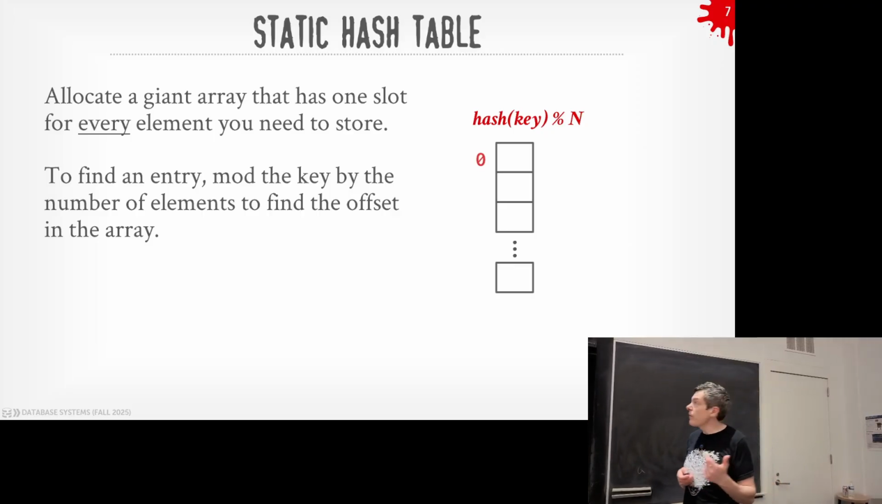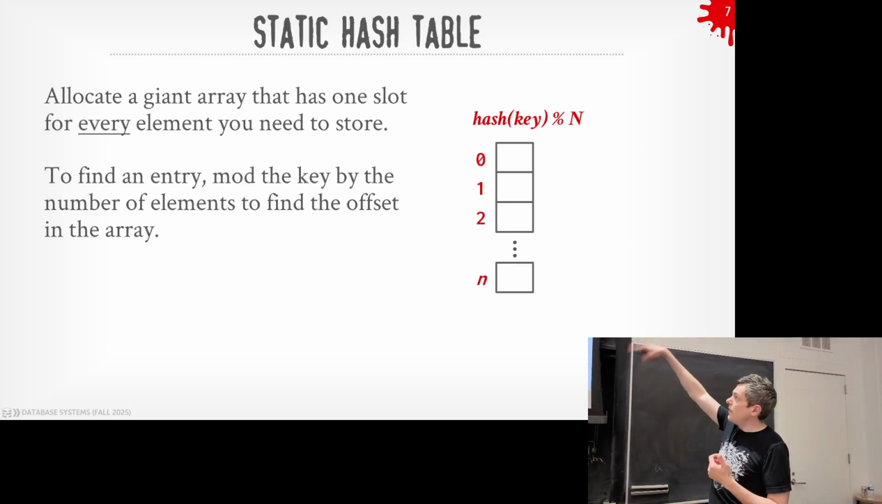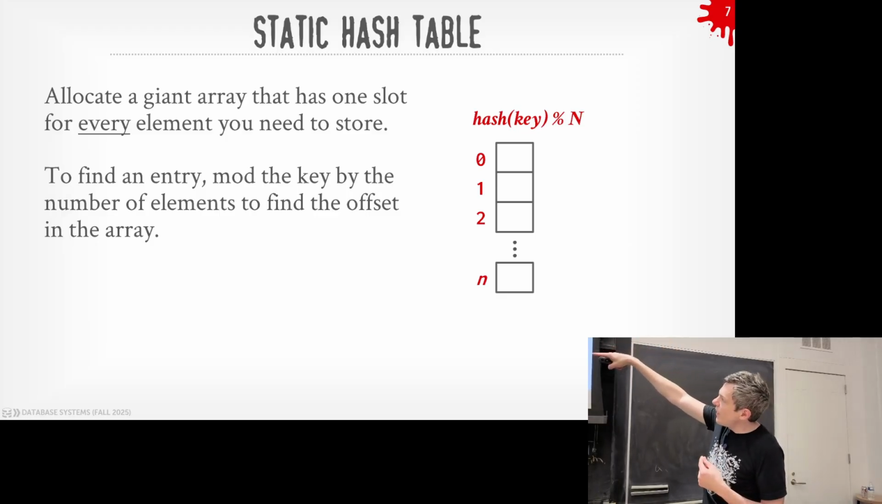And to now find any key that we want, assuming we're going to be storing integers, we're just going to take whatever that key is, mod it by n, the number of slots that we have. It's little n at the top, big n at the bottom. They're the same. Just ignore the difference there, all right?